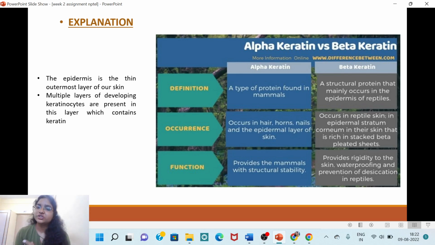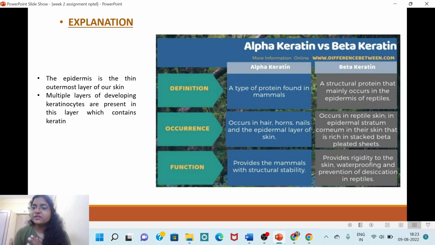Alpha keratin has the structure of an alpha helix and beta keratin has the structure of a beta sheet. Alpha keratin is the protein found mainly in mammals, whereas beta keratin is a structural protein that mainly occurs in the epidermis of reptiles. I'm repeating again, alpha keratin is found in mammals and beta keratin in the epidermis of reptiles. And where do we find alpha keratin? We find alpha keratin in hairs, horns, nails and the epidermal layer of our skin.